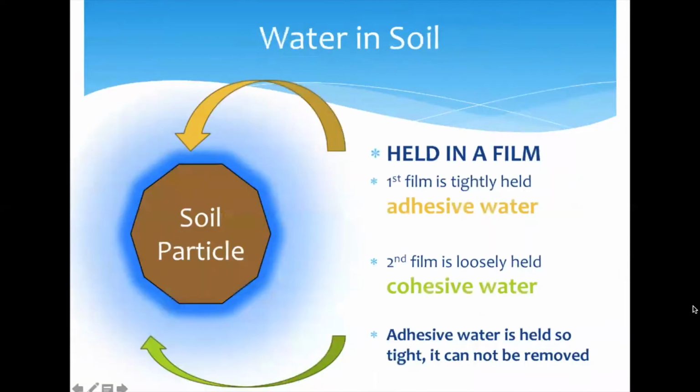Now we can see in this photo that water in the soil is held, you can think of it, almost like a film. The first film is tightly held by adhesive water, and the second film is loosely held by cohesive water. The adhesive water is held so tight it cannot be removed whatsoever, compared to the cohesive water that's not held so tight, so it's probably more prone to be removed.